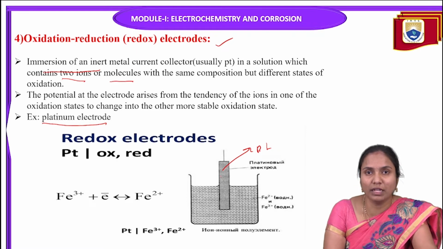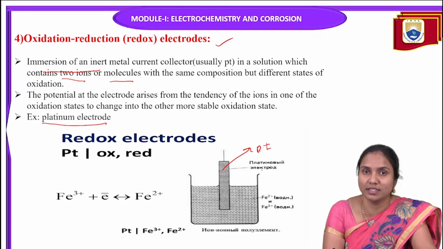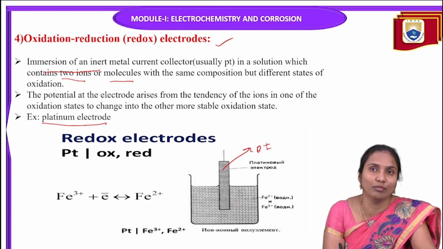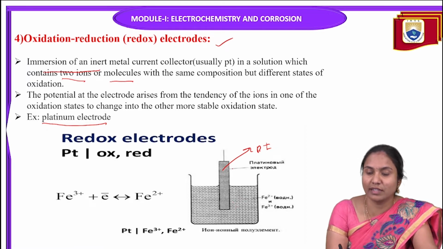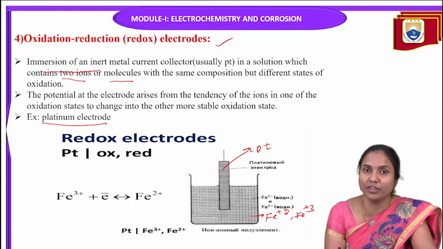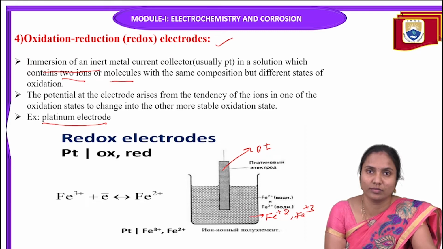So the platinum electrode is used as an inert electrode. It is dipped in an electrolyte solution containing ions or molecules with the same composition but different oxidation states. For example, this platinum electrode is dipped in ferrous sulfate solution. So this solution contains ions of different oxidation states, Fe+2 and Fe+3. Two different ions are present in this electrolyte solution. So this type of electrode is called a redox electrode.